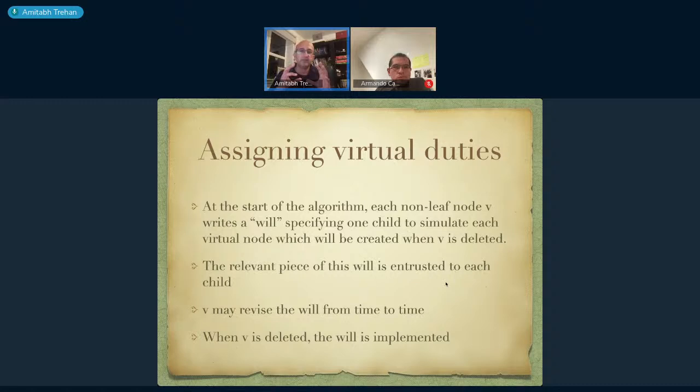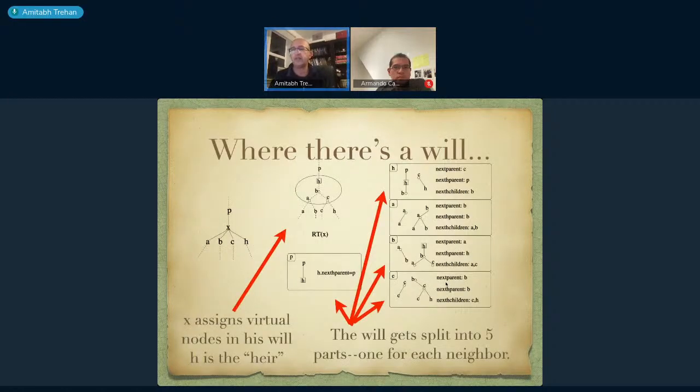So these wills, which are this balanced binary tree, are given in advance, and then you keep updating these wills as you need. Okay, so hopefully this figure will make it clear. So now if you are node X, you have a parent P, you have children A, B, C, H. Now X is going to create its will. Now what is X's will? So X's will is actually this structure, this balanced binary tree. We call it RT. So RT means reconstruction tree. So the will of X is the reconstruction tree of X, which has A, B, C, H, and P, right? This whole structure. And this is the will.